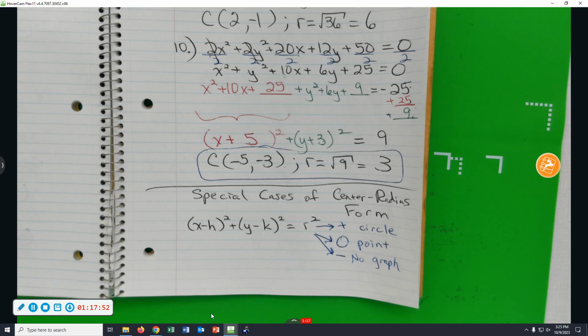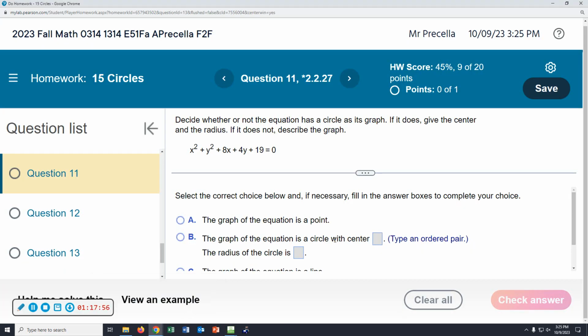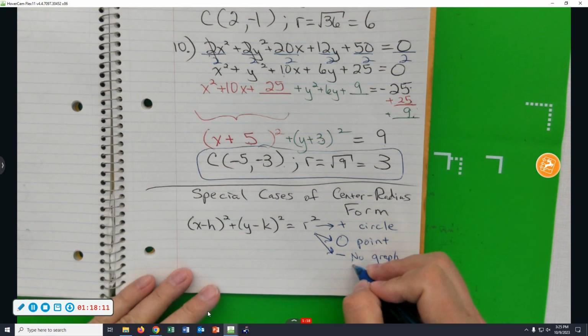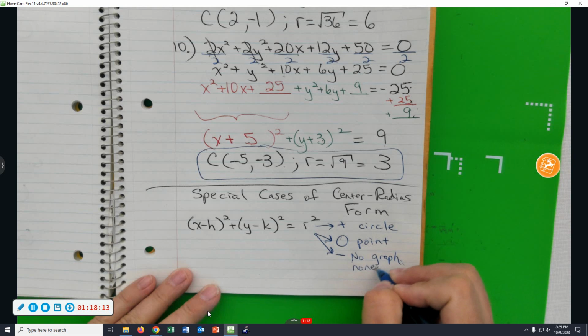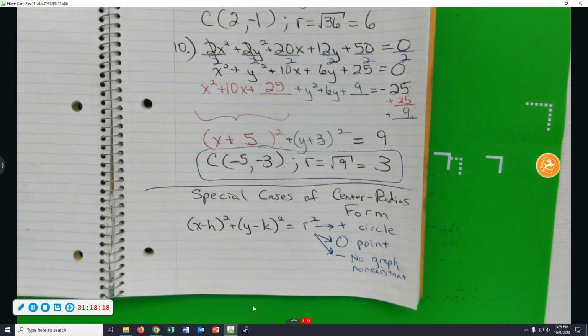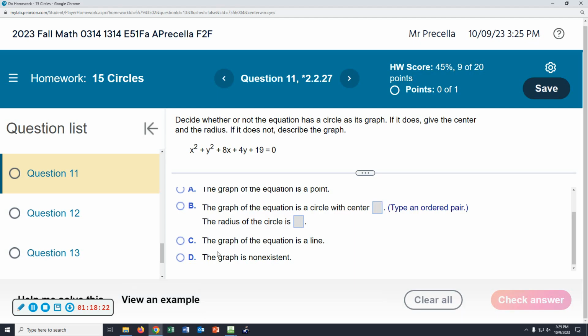And I think they have a fourth condition there, don't they? What is it? The graph, look, sounding fancy. The graph is non-existent. That would be what I'm calling no graph, okay? The thing where I wrote no graph, I guess I'd say non-existent. Non-existent. I prefer if they just said no graph. But what are they? Wait a minute.